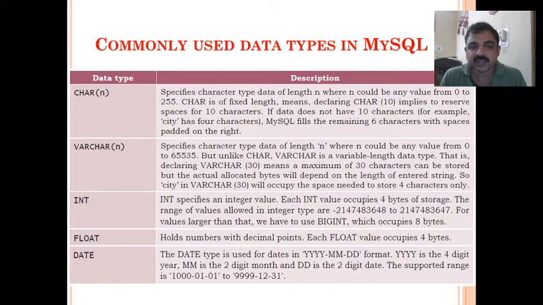Similarly, date. The date data type is used to specify date, month, year in YYYYMMDD format. That means year 4 digits, month 2 digits, and date 2 digits. There are other data types also like time and all, so we can use depending upon our use. These are the most commonly used data types.